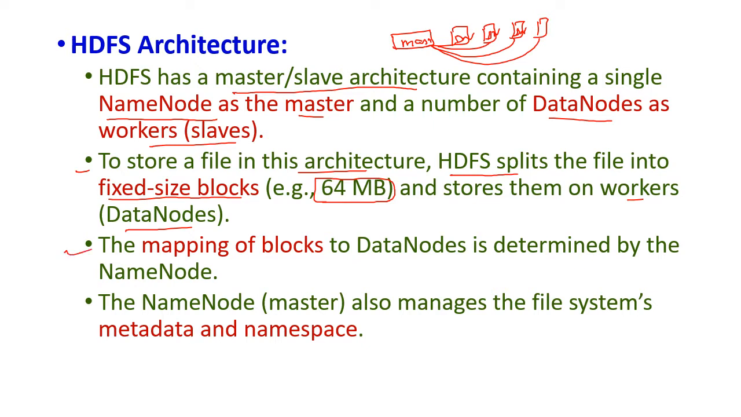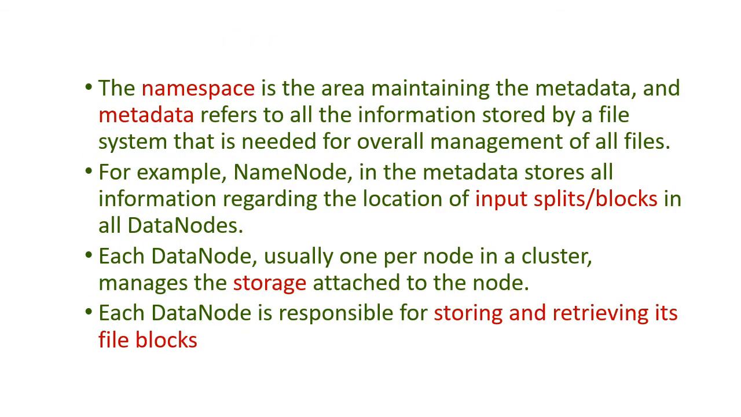The mapping of blocks to data nodes is determined by the name node only, because it is the master and it decides which block will be stored on which data node. The name node also manages the file system's metadata as well as the namespaces. Now let us see what metadata and namespaces are and how these two things are maintained by the name node as well as the data node.